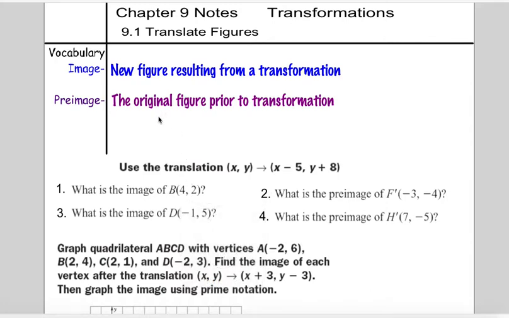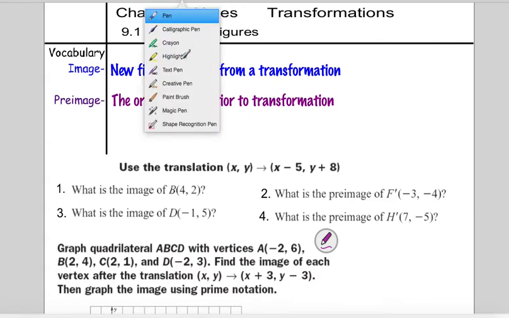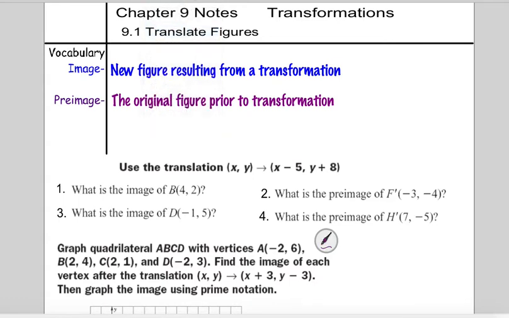Okay. So our vocabulary here is an image is a new figure resulting from a transformation, and the pre-image is the original figure prior to the transformation. So here we have a couple of just getting used to using the transformation rule. The rule here is given, so they're just showing you it's a point, and they're telling you to subtract 5 from your x and then add 8 to the y. That's the transformation they want you to use, the translation.